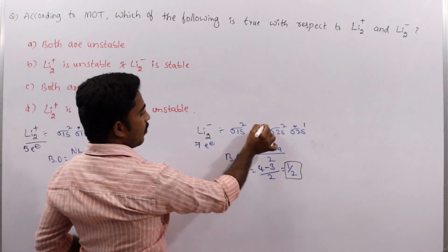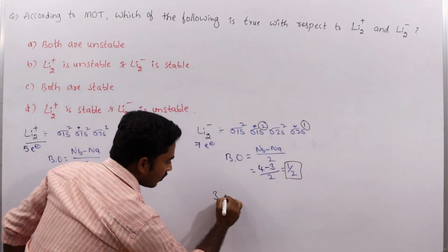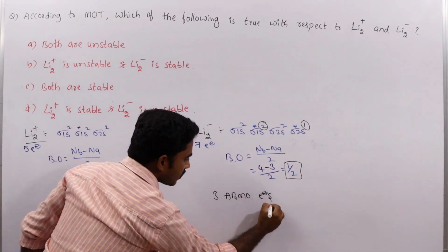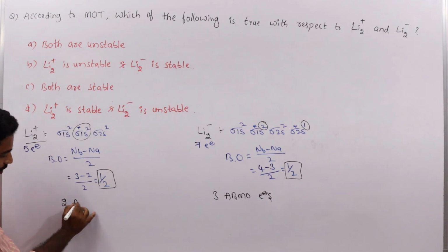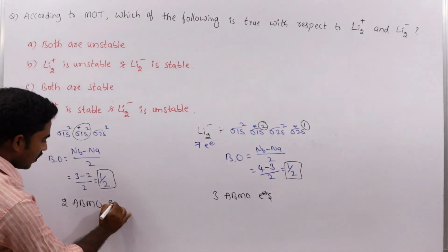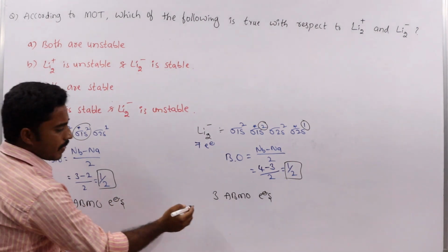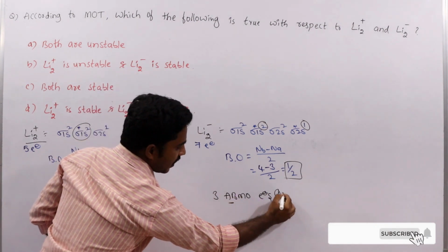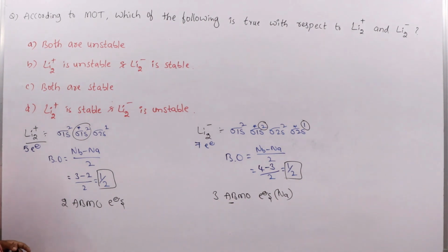This one. Here how many are there? Here 2, here 3. Here 3 antibonding molecular orbital electrons are present, and here only 2. So which one is less stable? The one with more antibonding molecular orbital electrons is less stable, and then this one is more stable.